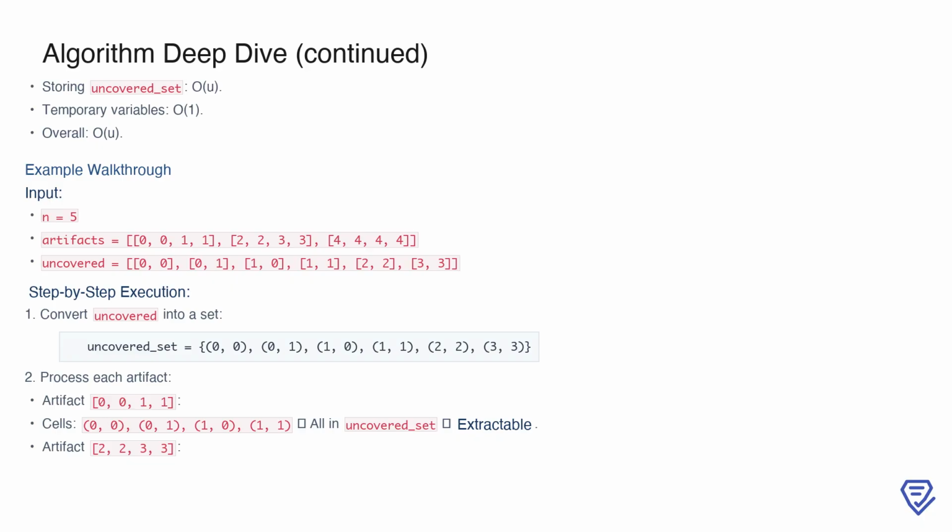To better understand the algorithm, let's walk through an example. Suppose the grid size is 5 × 5, and we are given 3 artifacts with coordinates (0, 0, 1, 1), (2, 2, 3, 3), and (4, 4, 4, 4). The uncovered cells are (0,0), (0,1), (1,0), (1,1), (2,2), (3,3). First, we convert the uncovered cells into a set, uncovered_set equals {(0,0), (0,1), (1,0), (1,1), (2,2), (3,3)}. Then, we process each artifact to determine if it is fully extractable.